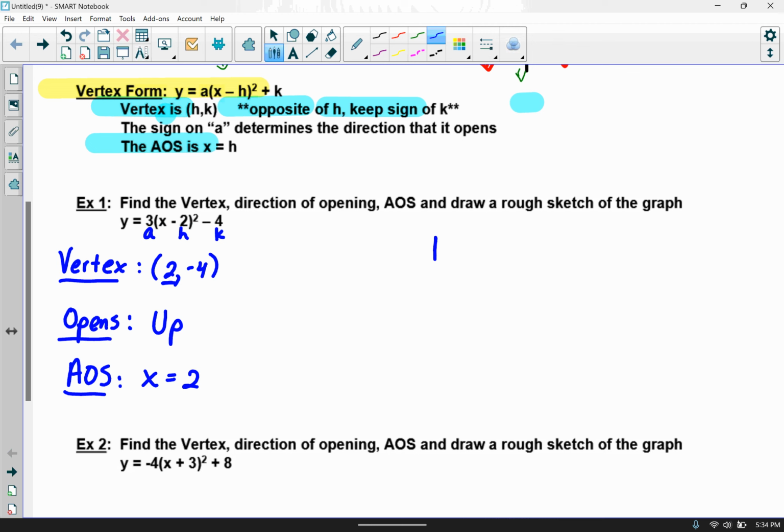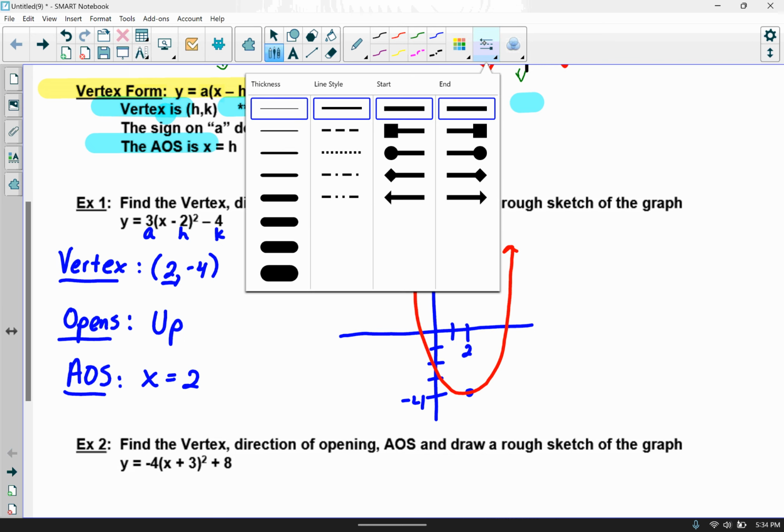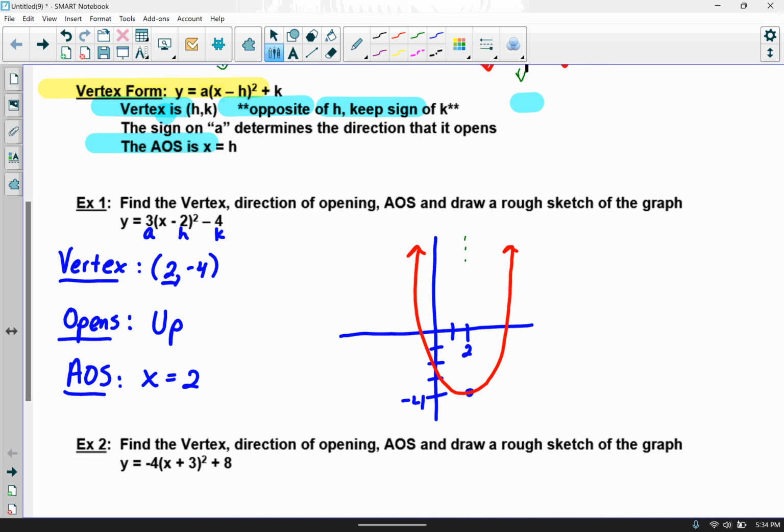All right, so then I'm going to come over here and crank out, like I said, a rough sketch. I have a vertex at (2, -4): 1, 2, 3, 4. So there's my vertex at (2, -4). I know this parabola opens up. Again, we're going to be more precise in a few moments, but for now we're just saying this parabola opens upward. And I will go ahead and put in the axis of symmetry. It's the line x equals 2, so it should pass through that vertex there.